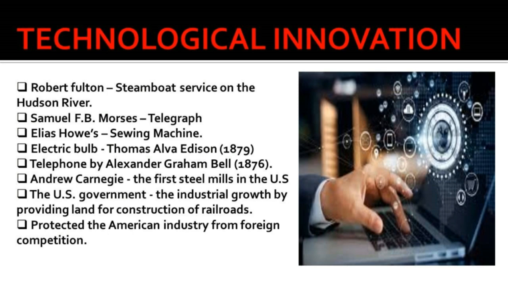Andrew Carnegie established the first steel mills in the US for mass production, and the US government supported the industrial growth by providing land for construction of railroads and protected the Americans' industry from foreign competition.